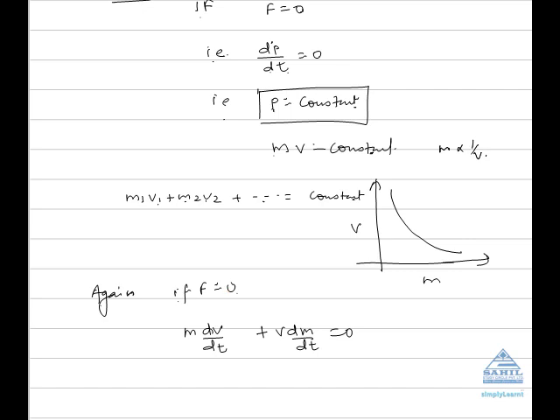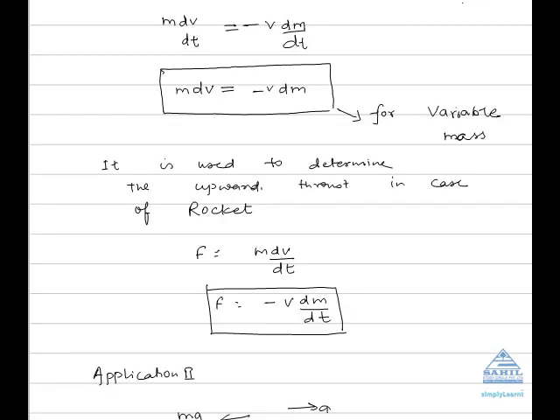Again, if F is equal to 0, then m dv by dt plus v dm by dt is equal to 0. Now, m dv by dt is equal to minus v dm by dt. M dv is equal to minus v into dm. This equation is used generally for variable mass. It is used to determine the upward thrust acting in the case of a rocket or of a variable mass system.